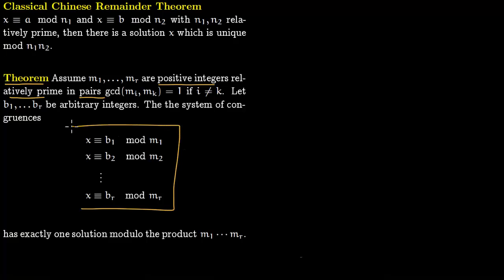So this is a system of congruences, and this system will have a solution x, and it will have exactly one solution modulo the product m1 to mr. So modulo the product of all of these. Here we had one solution modulo the product of n1 and n2. Here we have again one solution, but now modulo the product of all these r equations.